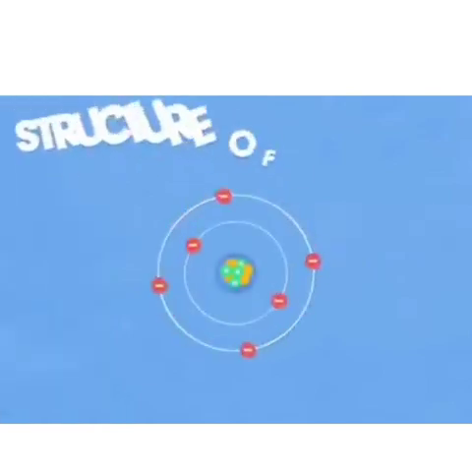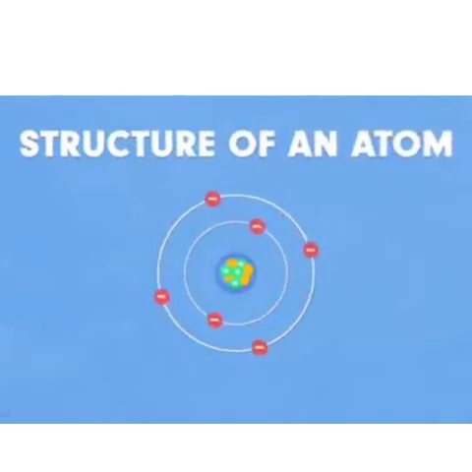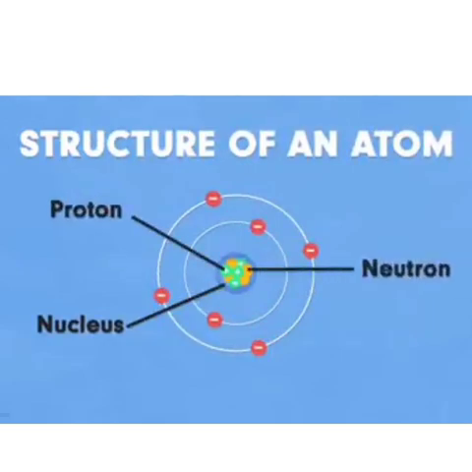Thus, now we have the complete design of an atom. In the center lies the nucleus having positively charged protons and neutral neutrons, while the negatively charged electrons revolve in fixed orbitals around the nucleus.